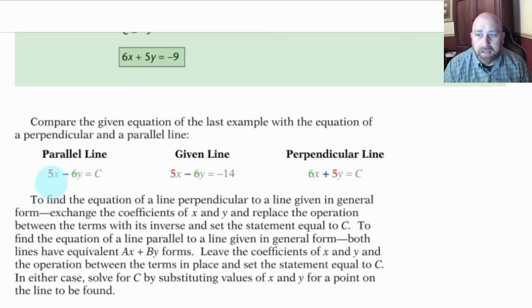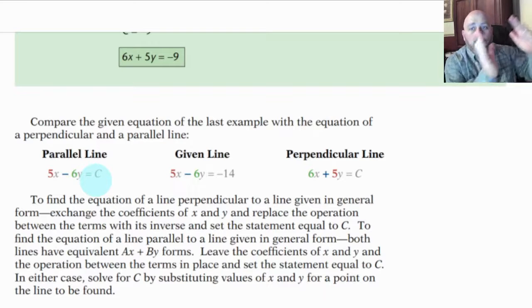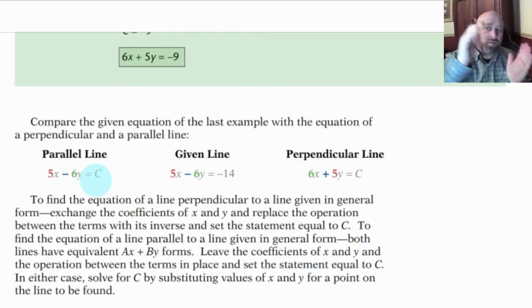So, parallel line, if it's parallel, check this out, 5x minus 6y equals c. So here's the given line, right? So what's the only difference? The only difference is, in a parallel line, we don't know where the c is. We don't know where that's going to move based on our other line. Okay, but we do know that it's parallel. So what we know is that the A stays the same and the B stays the same.